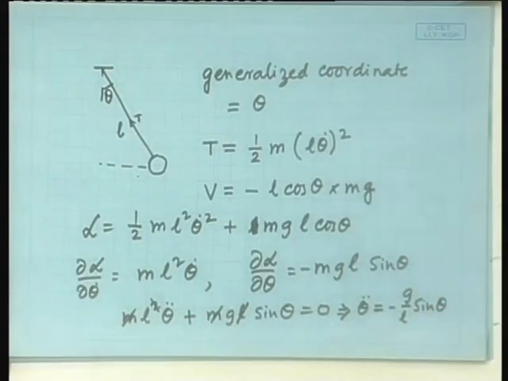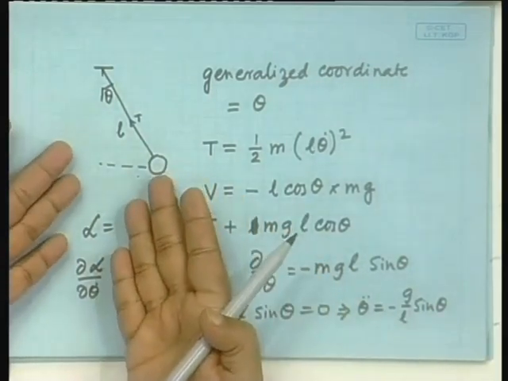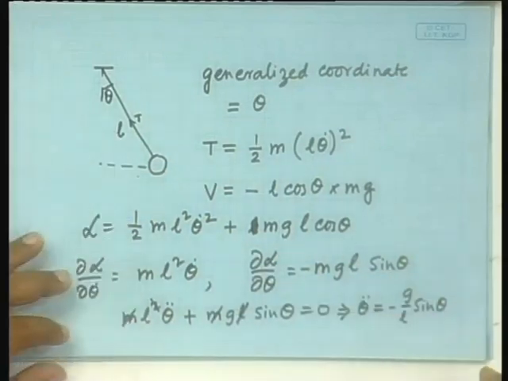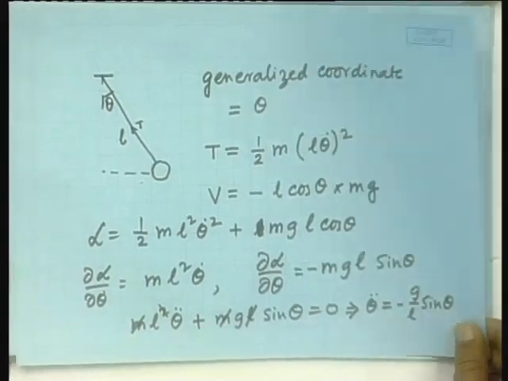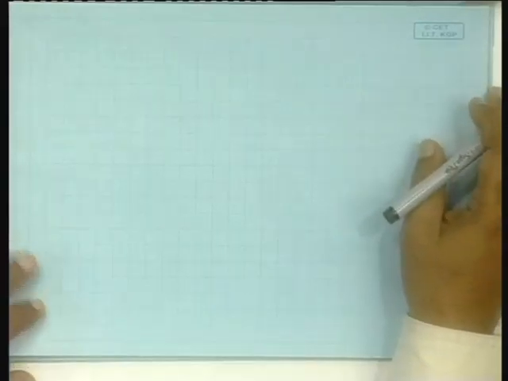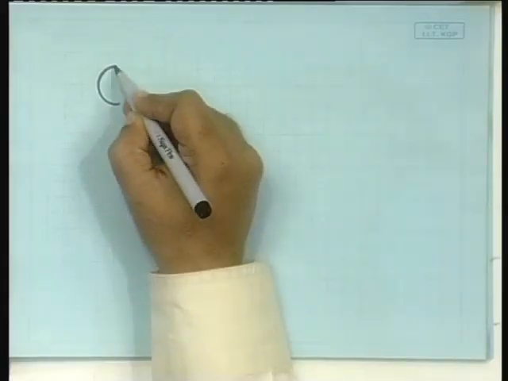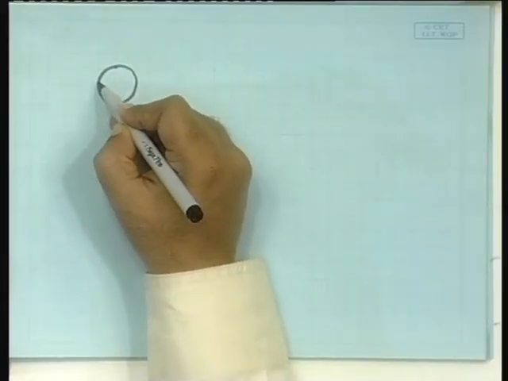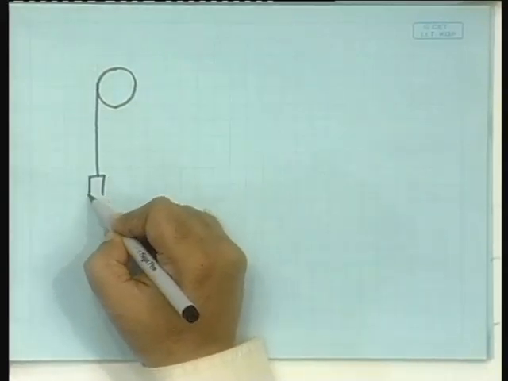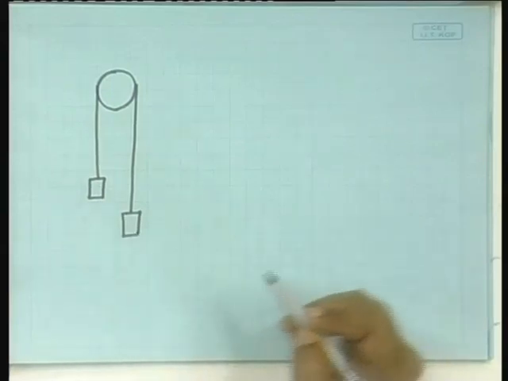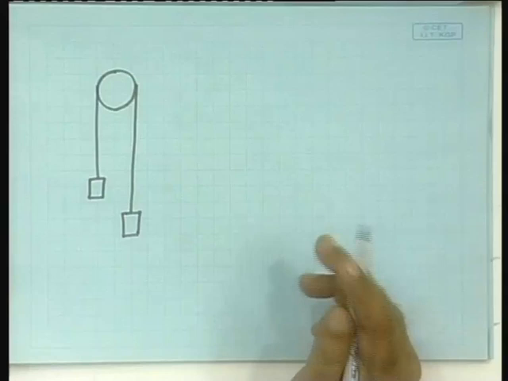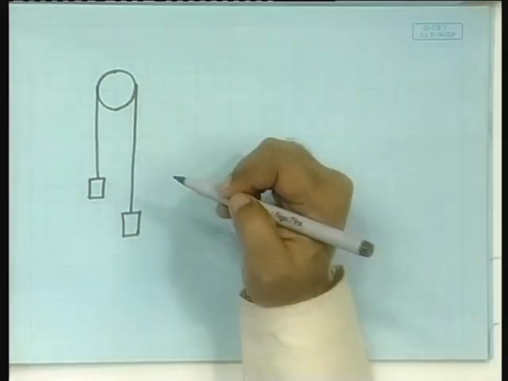Now, if the advantage is salient even for such a simple system, for more complicated systems it will be far more salient. Let us try to illustrate some of that. Okay. Now, while talking about the constraints, we had considered this kind of a situation. Okay. We had considered this. So, let us obtain the differential equation of this.